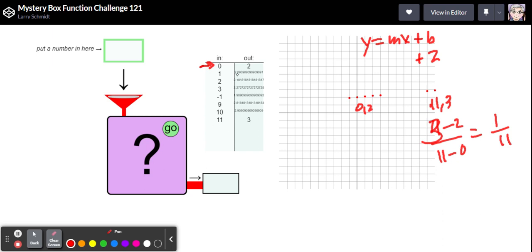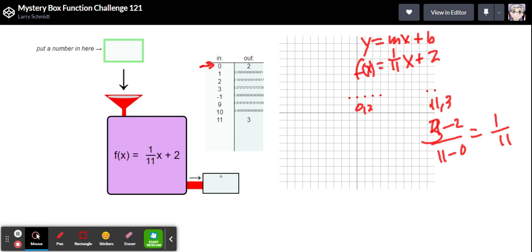Maybe you recognize this 0.0909 repeating as 1/11th, or maybe you didn't. That's okay. We have another way to find it out. So there's our slope, 1/11th x plus 2. And you could verify that for yourself by putting in some other numbers and trying them out. But I think we've got it.